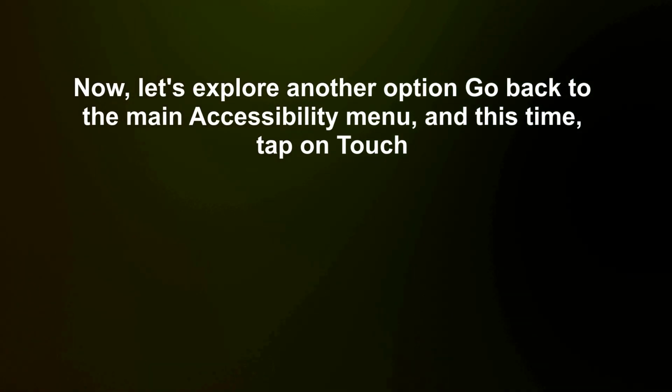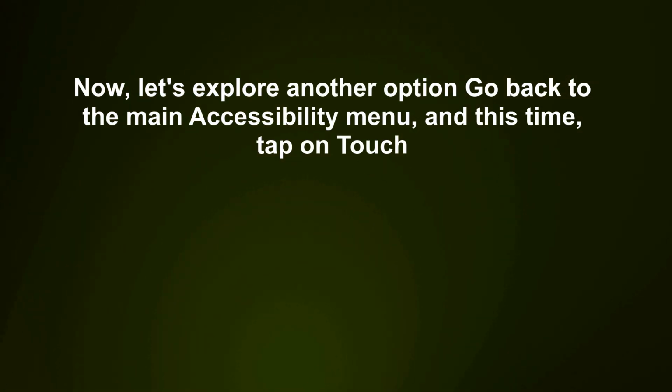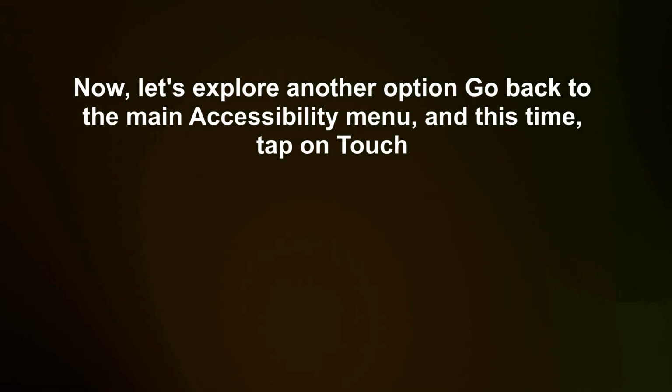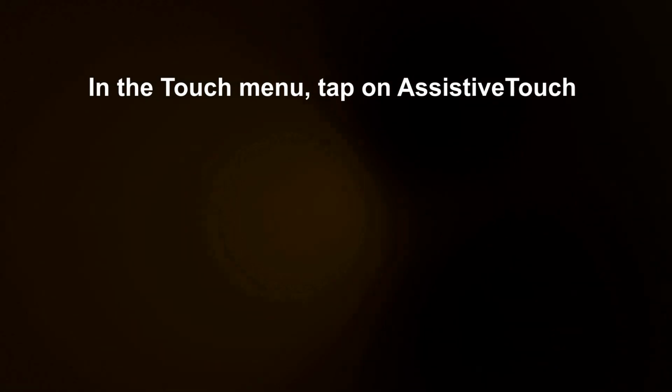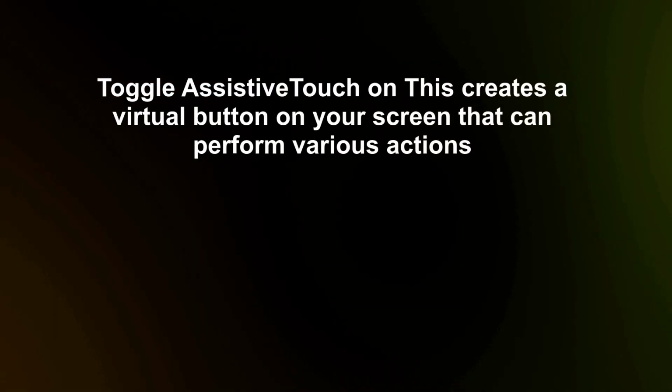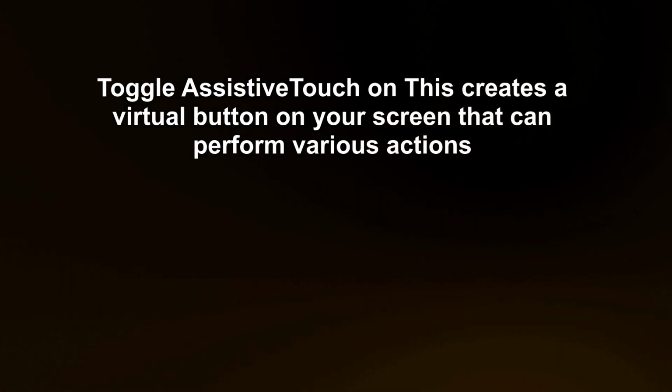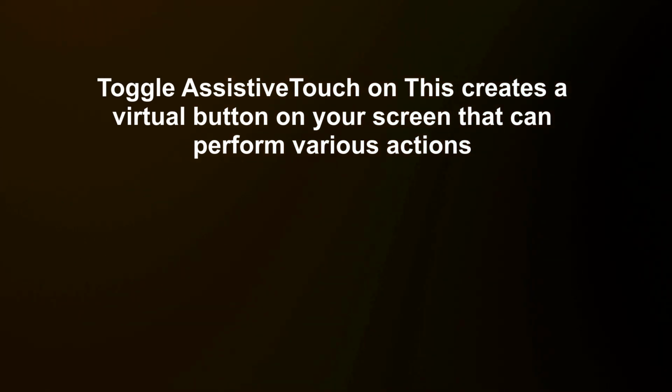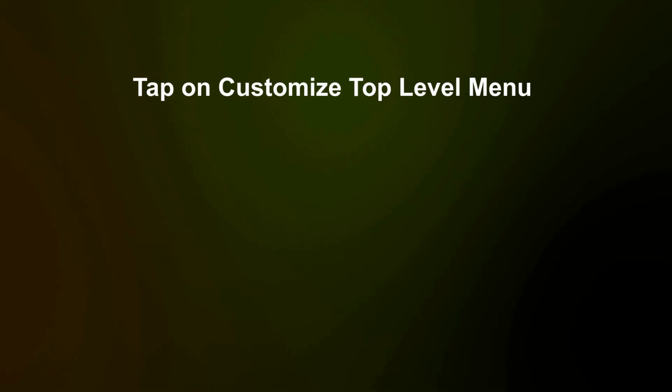Now, let's explore another option. Go back to the main accessibility menu, and this time, tap on Touch. In the Touch menu, tap on AssistiveTouch. Toggle AssistiveTouch on. This creates a virtual button on your screen that can perform various actions. Tap on Customize top-level menu.